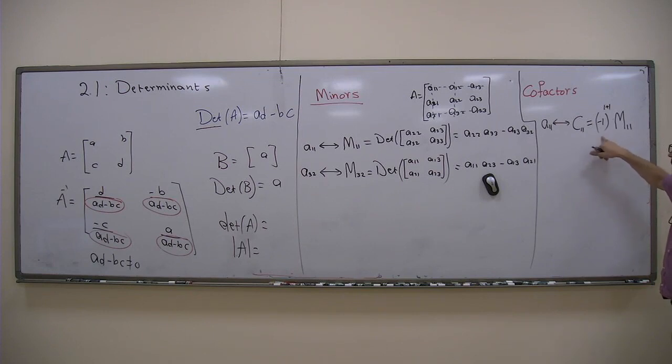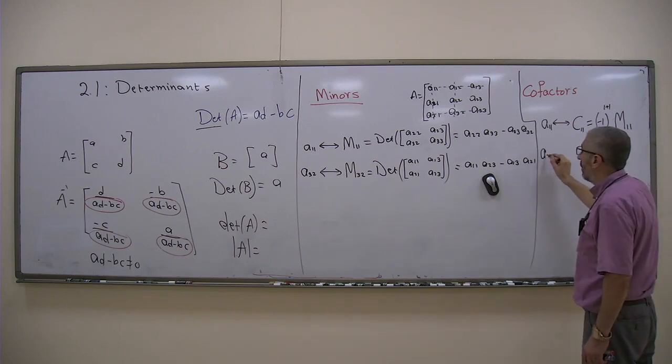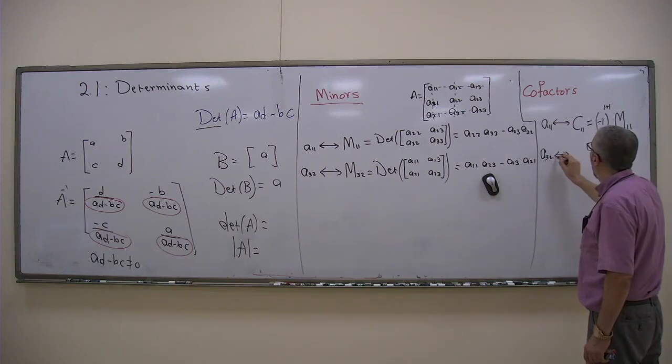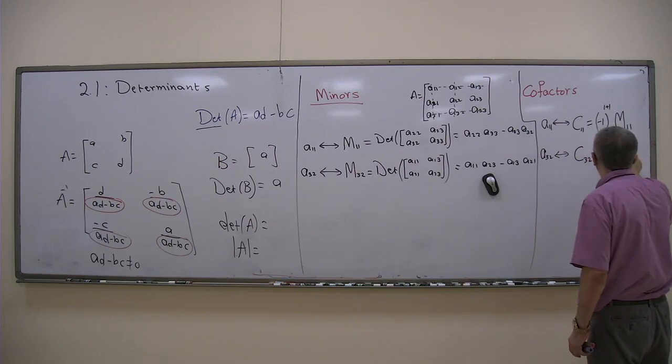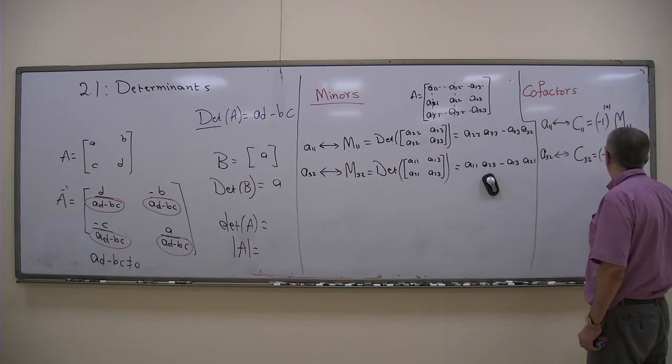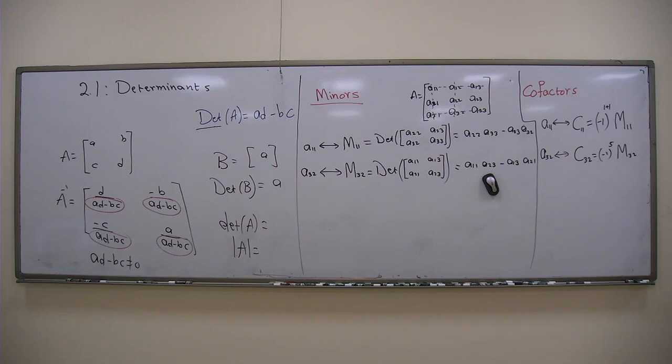Okay, of course here the 1 plus 1 is 2, so the sign is the same. But if you are talking about A32, that is going to be C32, and that is (-1) exponent 5, M32. So here you are going to get a negative sign. Okay?